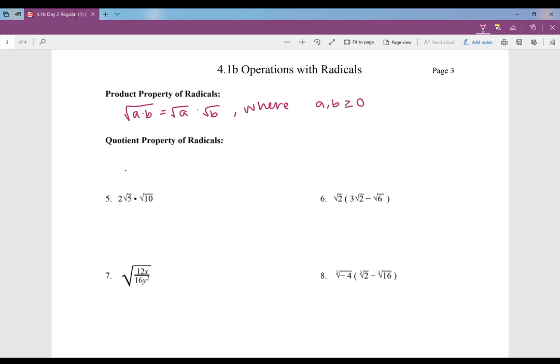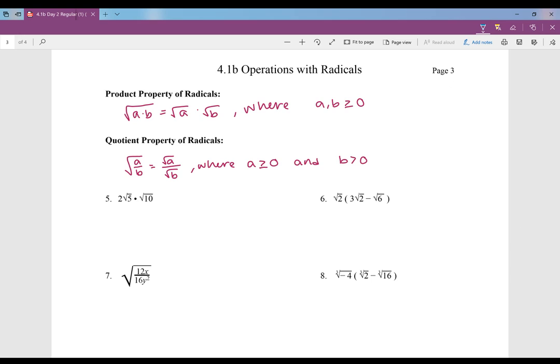Now the quotient property, we also talked about in 4.1a. If you have the square root of a divided by b, that's the same as the square root of a divided by the square root of b, where a is greater than or equal to 0 and b is greater than 0, right? It can't be equal to 0 because you can't divide by 0.